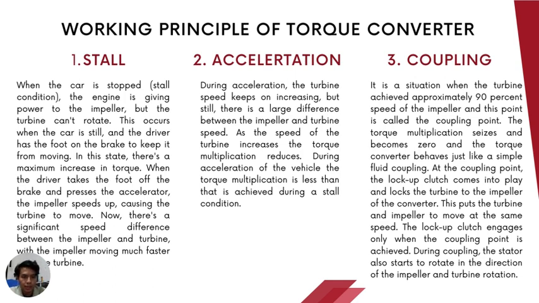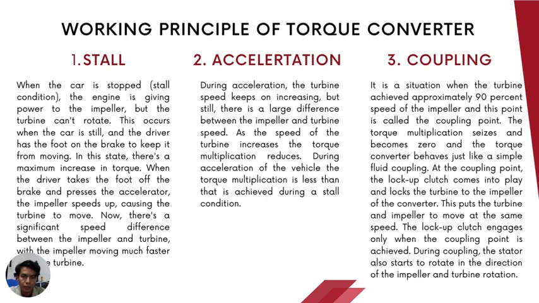Second one is acceleration. So during the acceleration, the turbine speed keeps on increasing, but still there is a large difference between the impeller and turbine speed. As the speed of the turbine increases, the torque multiplication reduces. During acceleration of the vehicle, the torque multiplication is less than that achieved during a stall condition.